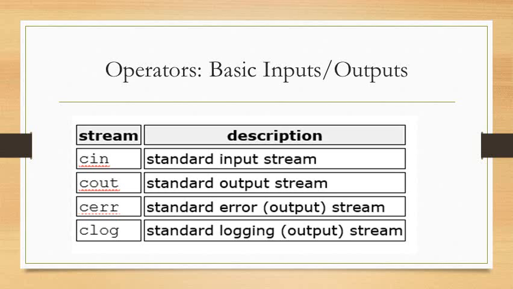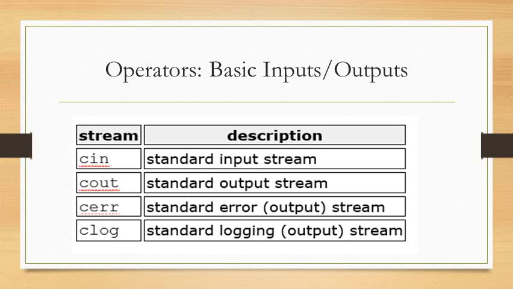We have the stream, and we have the description here. Now, in that stream, we have the cin. The cin is the standard input stream that is used in C++. Some call it cin, as in C input. Some call it chain, whichever one.